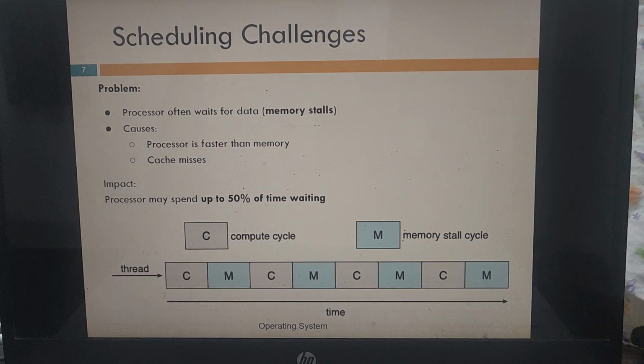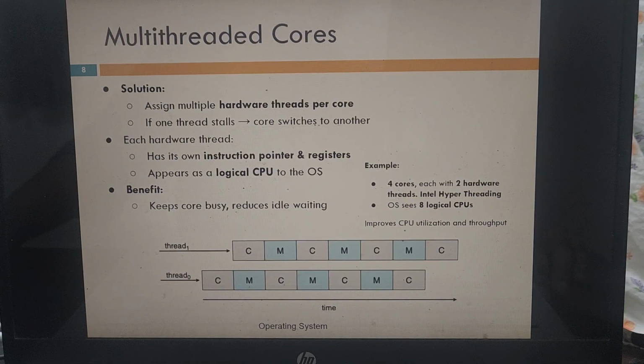So when that happens, that's going to take a lot more time as compared to retrieval from cache. In such cases, the processor has to sit and wait until the data is picked up and fetched back. It has been observed that the processor may spend up to 50% of time waiting, which is a lot of time being wasted. So that's one important problem. How do we solve this problem?